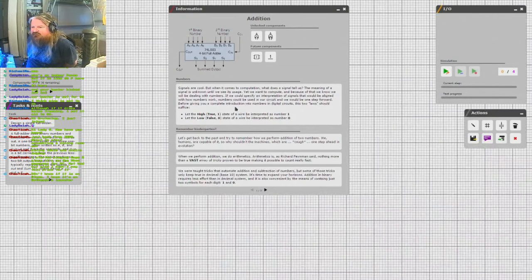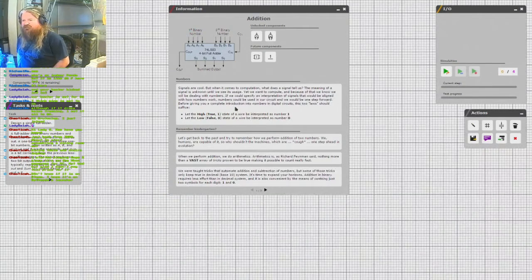Before giving you a complete introduction into numbers in digital circuits, these 2 laws should suffice. Let high, true or 1, state of a wire be interpreted as a number 1. Let low, false or 0, state of a wire be interpreted as number 0.